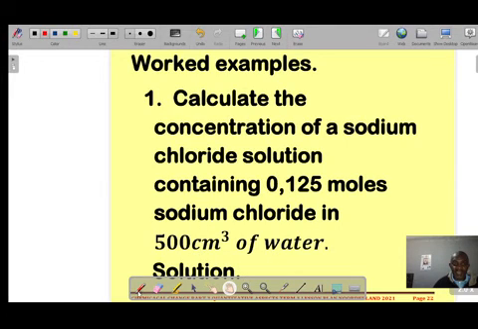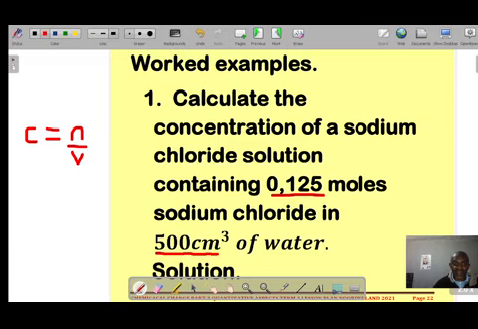Now, we have just seen that our concentration C equals N over V, right? N is the number of moles. What about V? V is the volume. Now look at our given question. They gave us what? They gave us the moles. These are moles here. Now they gave us the volume, which is this 500.